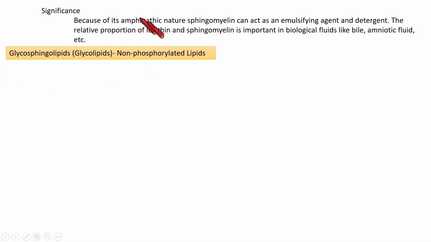Next, we are going to see another sphingolipid, that is glycosphingolipids. They are always called glycolipids, meaning carbohydrate-containing lipids. And also it doesn't have a phosphoric acid group, it is a non-phosphorylated lipid. So it is a sphingosine, and also it is a glucose-containing one, and it doesn't have phosphate.